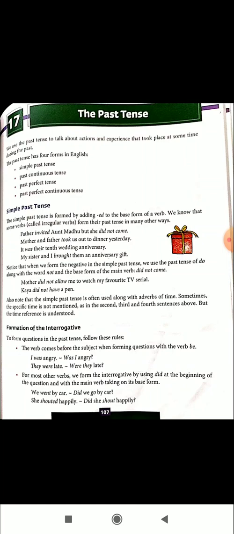To form questions in the past tense, follow these rules. The verb comes before the subject when forming questions with the verb be. Verb be is a big heading. There are different forms under verb be. They are am, is, are, was, were, shall be, will be, being, been. These are the different forms of verb be. I already taught you. I was angry. Here the verb is was. That is one of the forms of verb be.